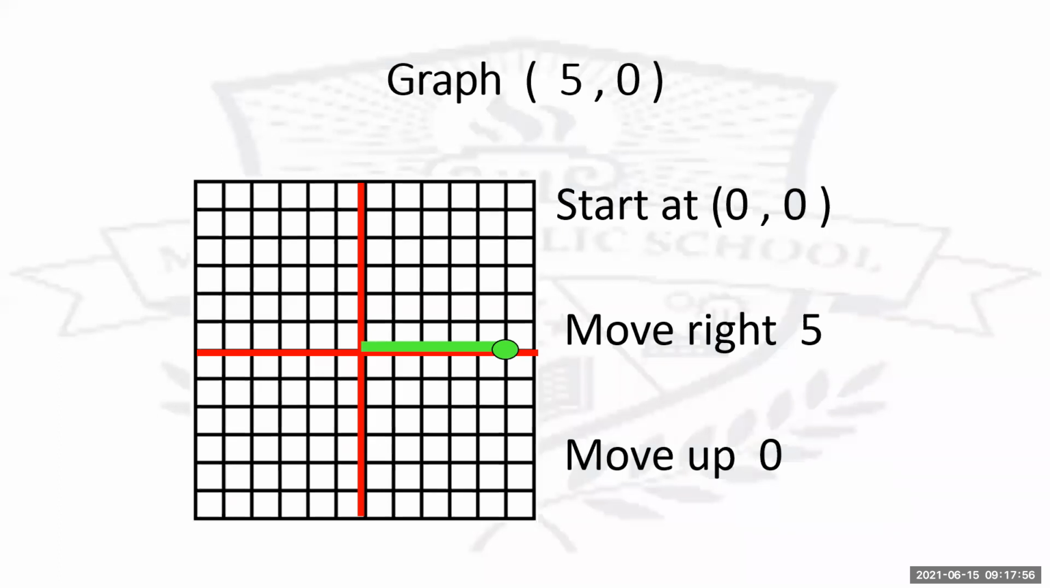And when the x coordinate is 0, that time the point lies on the y-axis. Your x coordinate is 0, the point lies on the y-axis. And if your y coordinate is 0, the point lies on the x-axis.